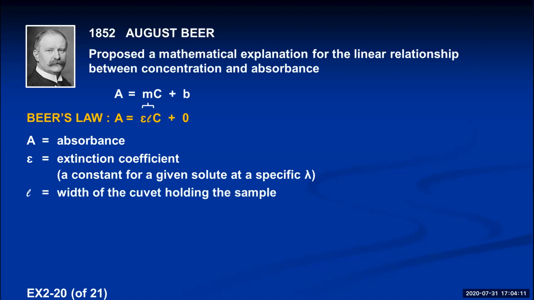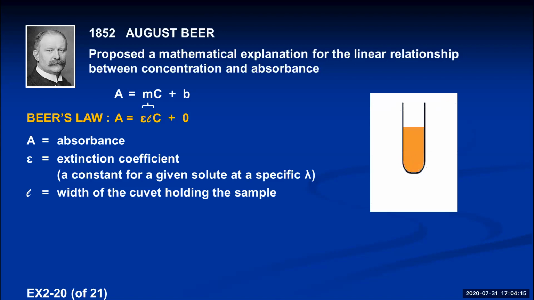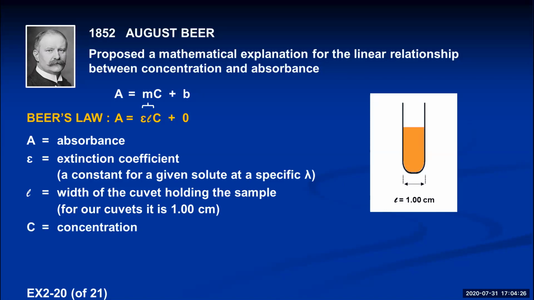L is the width of the cuvette, which is the container that holds our sample that we place into the spectrometer. And it turns out that our cuvettes are all 1 centimeter across. So therefore, the value for L in our experiments will be 1.00 centimeters. And then C is the concentration. You can actually measure concentration in any units you want. You can have mass percent, you can have molarity, you can have molality. In this case, it's going to be the molarity of the FeSCN2+.